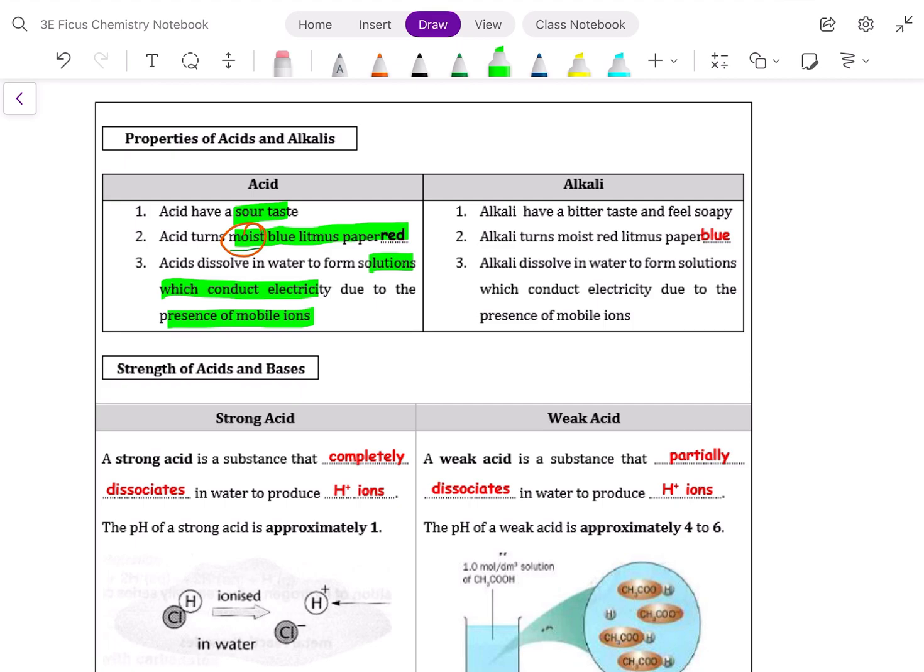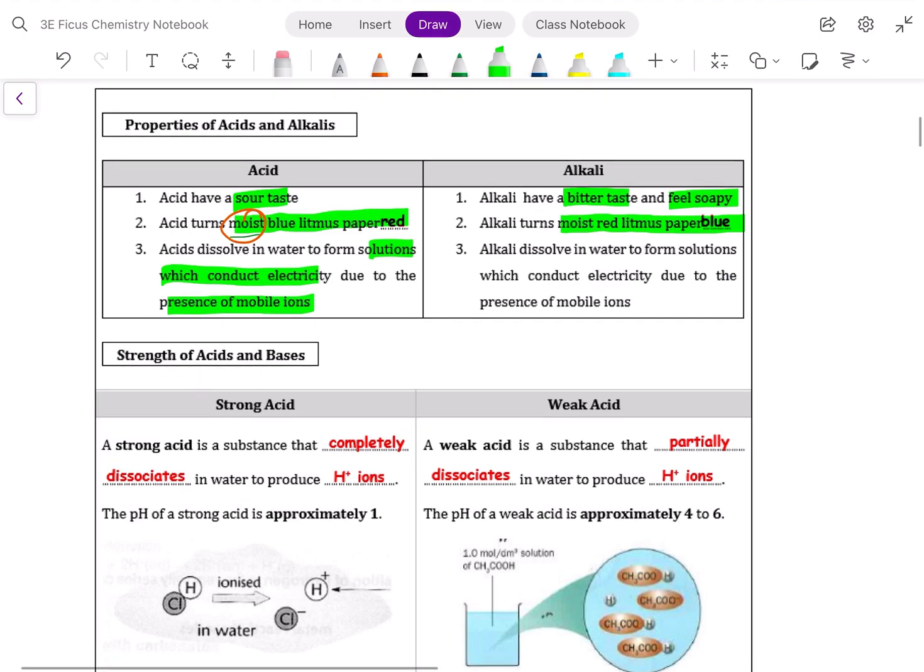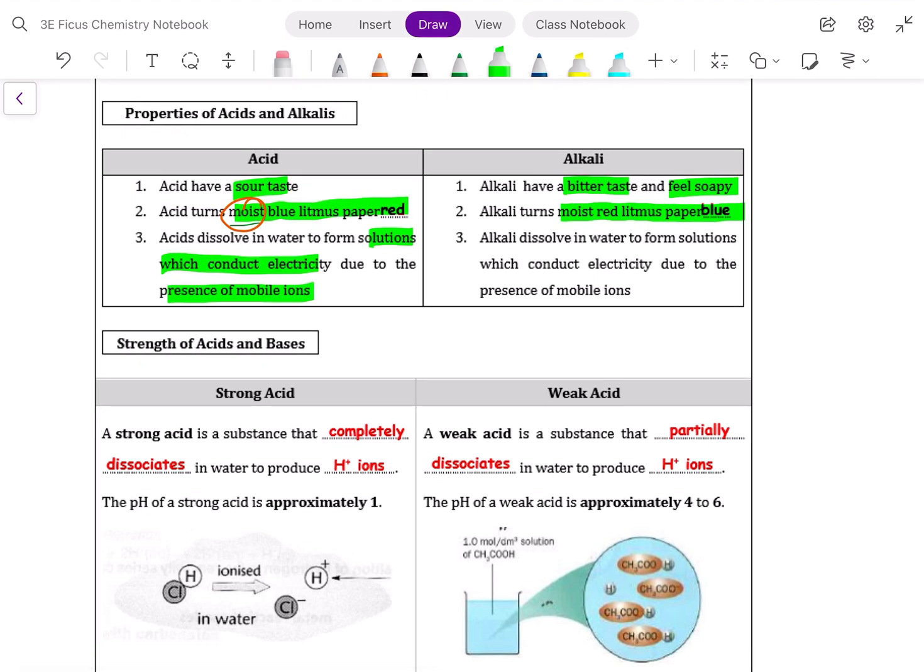Then you have the alkaline, which is bitter and feels soapy. You use a red litmus paper to test for alkaline, and it will turn blue. Whereas for acid, you use a blue litmus paper, and it will turn red. Likewise, alkalines have mobile ions, so they can also conduct electricity.